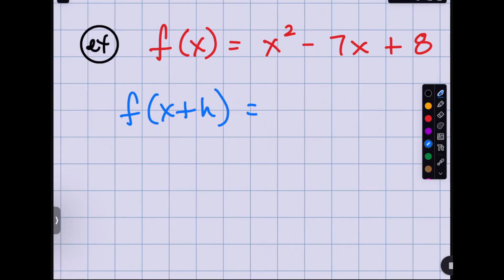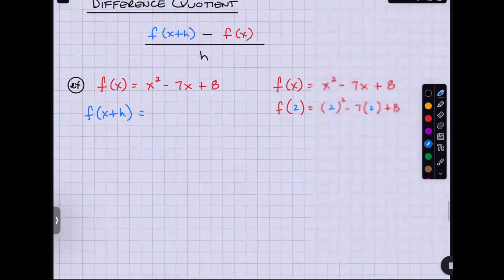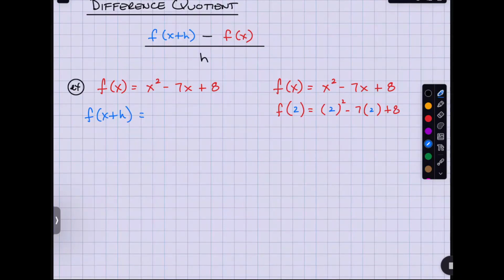Does that make sense? So, in other words, I don't really care what's inside the parentheses. If it was f of my shoe, then wherever x is, I would replace it with my shoe. Right? If it was f of my big fat middle finger, then I'm going to replace every single x with my big fat middle finger. Does that make sense? Okay?